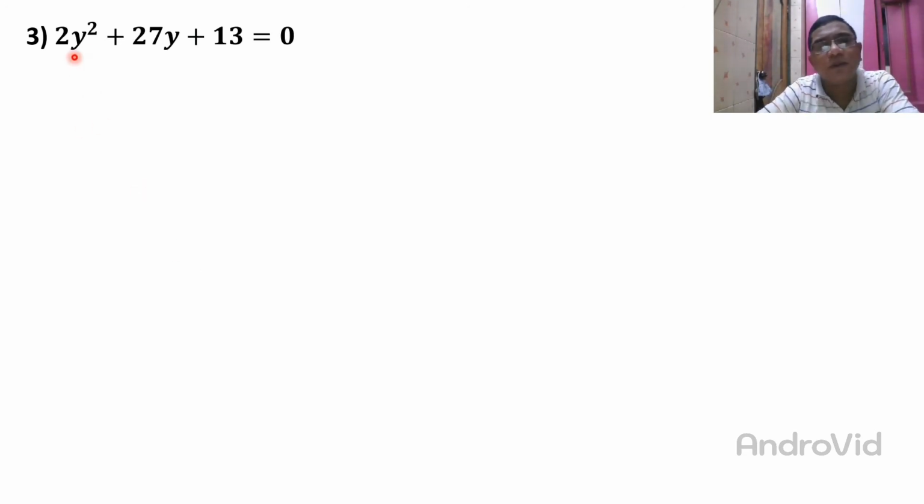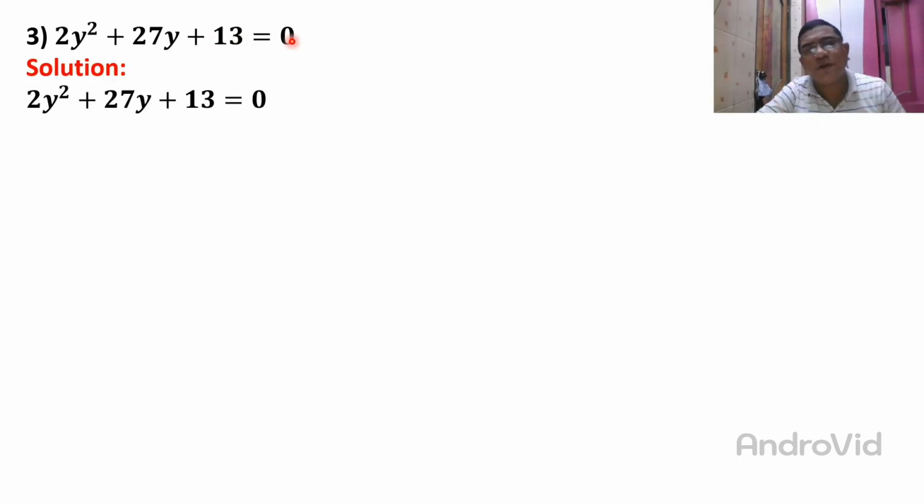2y square plus 27y plus 13. This is the problem. In this problem the first term coefficient is greater than 1. In problems number 1 and 2, the first term coefficient is 1 only. But in this problem, 2y square, the first term coefficient is 2, so it is greater than 1.